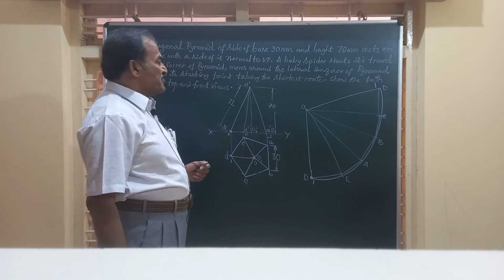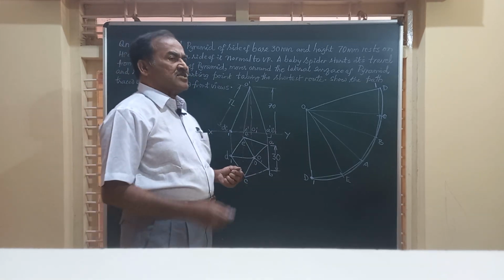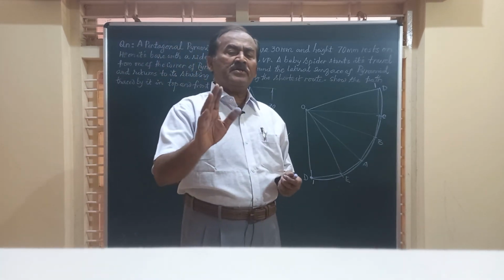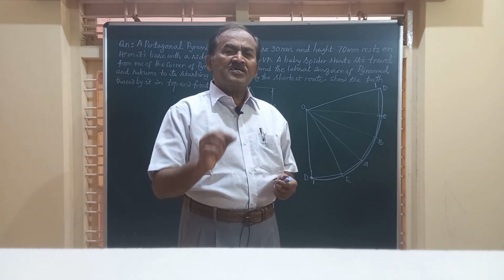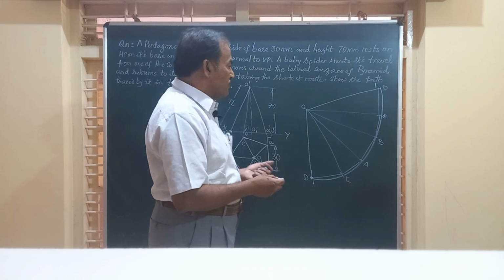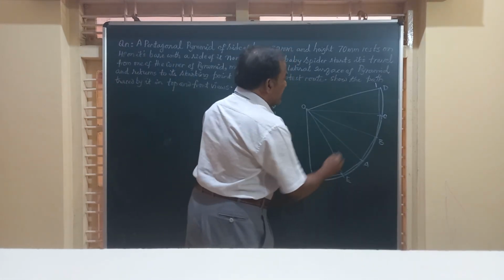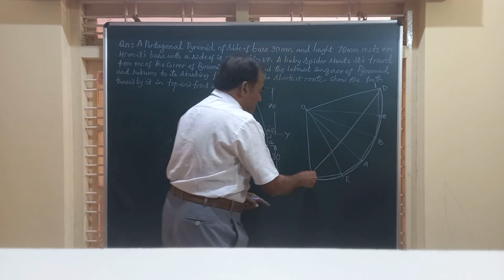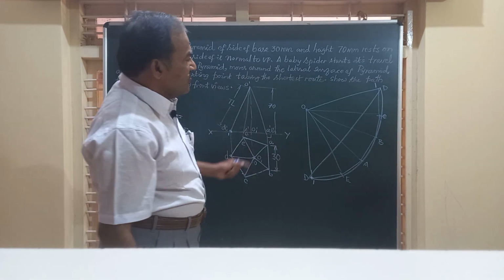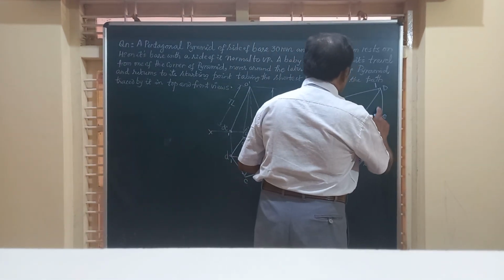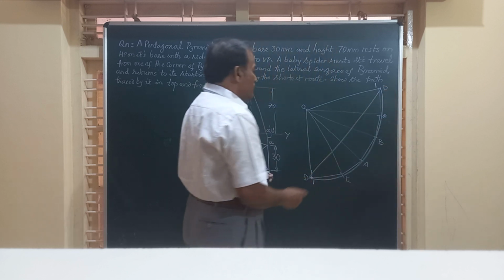Now, friends, what is the meaning of the shortest path traced by the spider? The shortest distance between any two points or any two stations is the straight line joining those two points. So, friends, I am going to just draw a line connecting D and D. Friends, this D and D is the shortest route followed by this baby spider. So, this is how it's going to move.